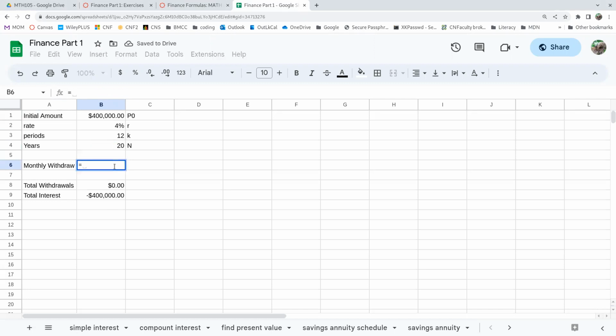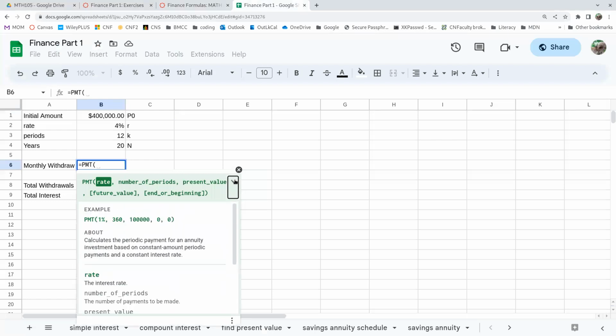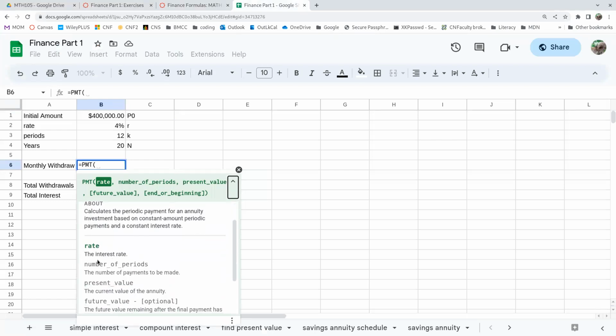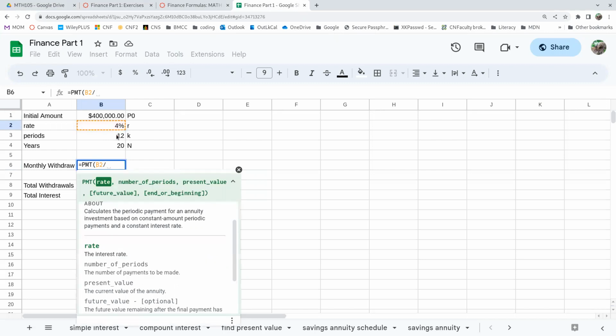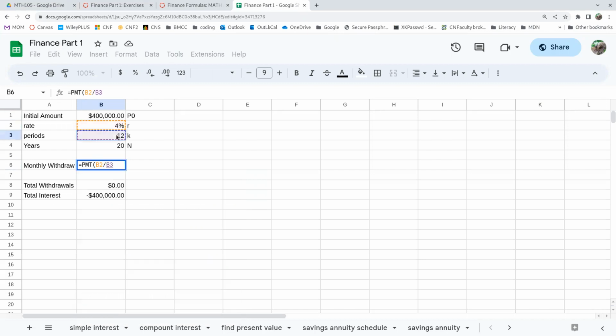So again, equals PMT. And we want the periodic payment for an annuity investment. And again, this is a payout annuity. And it wants to know the rate. When you expand that, it just says interest rate, and it's got to be the periodic rate, not the APR. So what's the rate per time you get money? So that would be, I'm just going to point and click on the cell where your percentage lives, divide by, click on the cell where the number of periods per year lives. So that's our periodic rate.